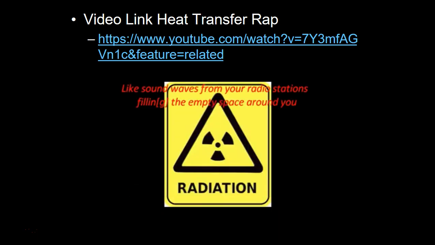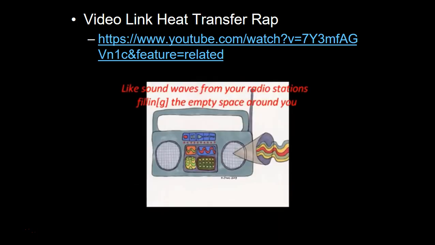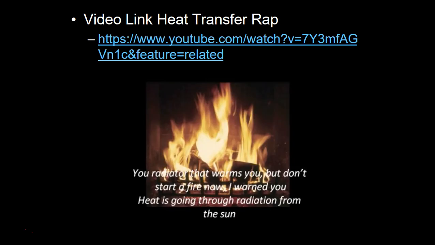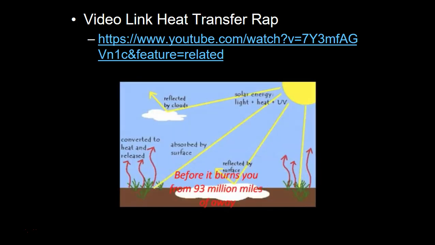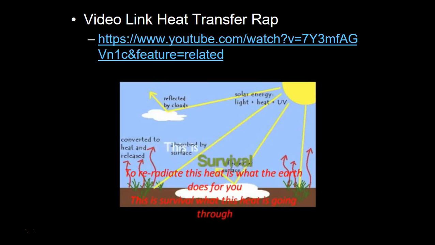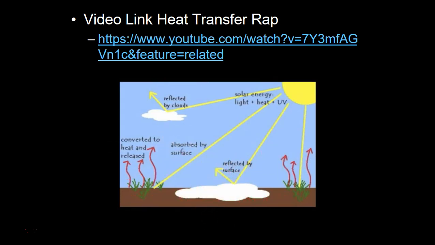Now the first way of transportation of heat energy is radiation, like sound waves from your radio stations filling the empty space around you. Your radiator warms you, but don't start a fire now, I warned you. Heat is going through radiation, the sun before it burns you. From 93 million miles away, to re-radiate this heat is what the earth does for you. This is survival, what this heat is going through before it rises to the sky and it's gone.